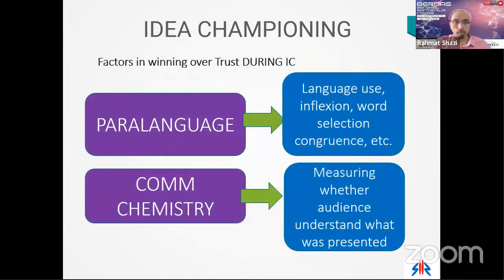Now, I mentioned just now some of the factors: paralanguage is very important, the use of language, selection of words, congruence between the words that you use and the messaging. And this leads into cognition as well. I'll give you an example. When you present to academia, they expect you to be able to unpack very complicated ideas and use sophisticated words. That's understandable. So you need to have that skill.